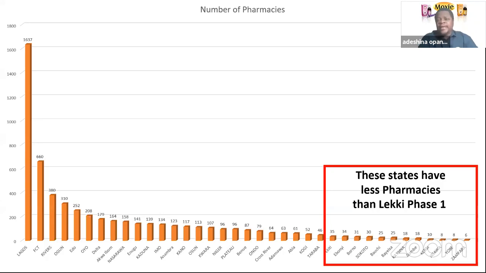And so when it's smaller than an area, when an area in Lagos has more pharmacies than some states with their huge population, you begin to wonder what exactly is happening. And thankfully, somebody is from Ebonyi here. From the data we have, Ebonyi has 34 pharmacies.